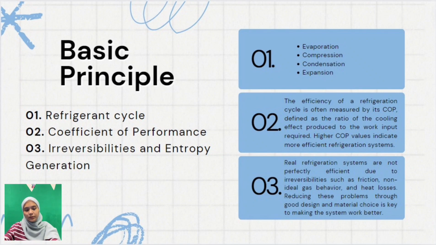The last principle is irreversibilities and entropy generation. Real refrigerant systems are not perfectly efficient due to irreversibilities such as friction, non-ideal gas behavior, and heat losses. Reducing this problem through good design and material choice is key to making the system work better.